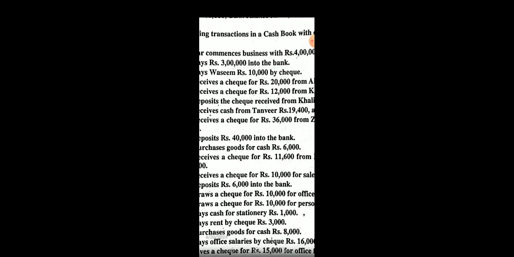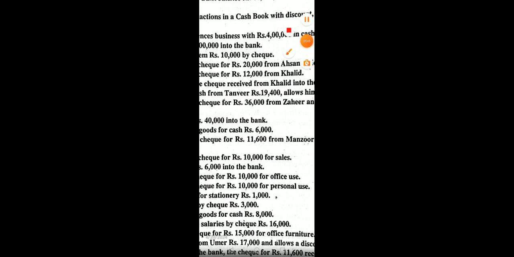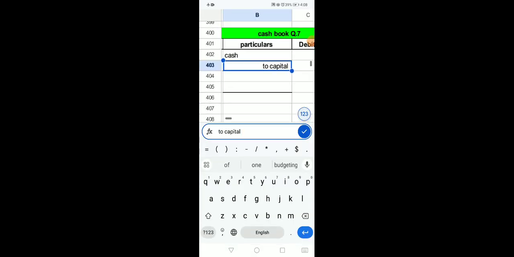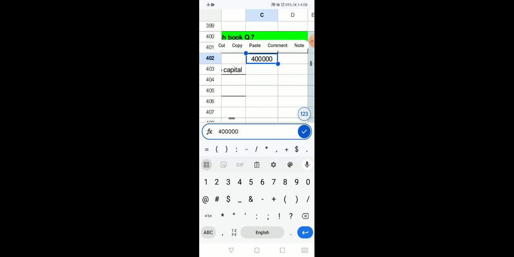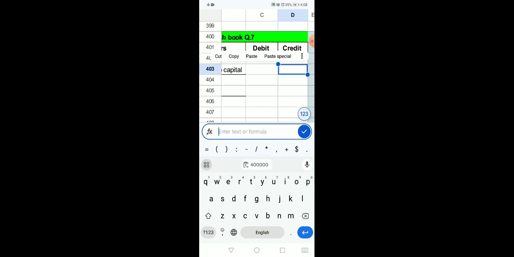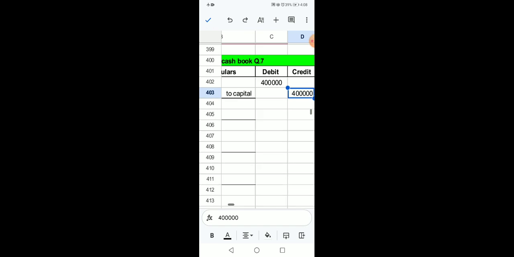Now let's see how much amount that is. So the business has been started with 4 lakh rupees. So come here and write 4 lakh on the debit side, and at the same time you will put the same amount on the credit side. This way you have completed the first journal entry, and now you will see what is in the second entry.